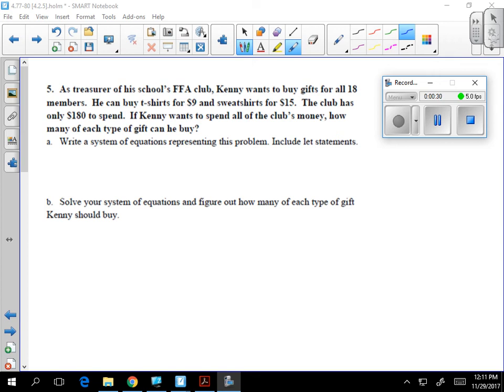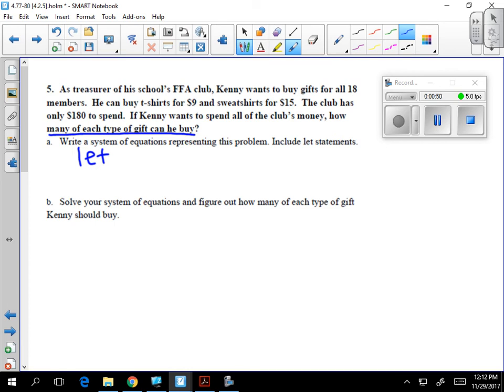The first thing that I need to do is write a system of equations representing this problem. Include let statements. Well, I know what my let statements are because of the last question in the problem: how many of each type of gift can he buy? Well, the types of gifts are t-shirts and sweatshirts.